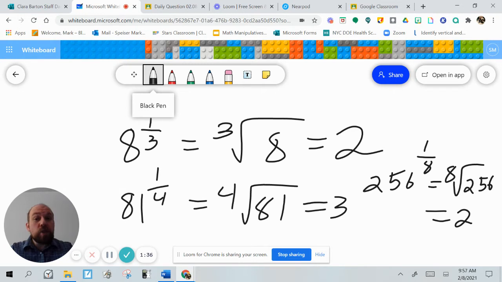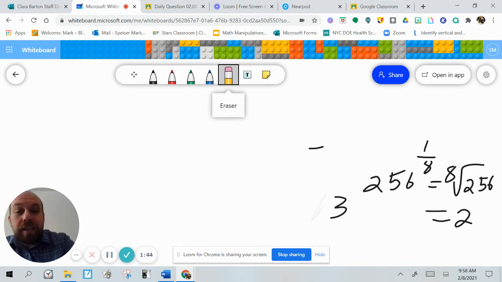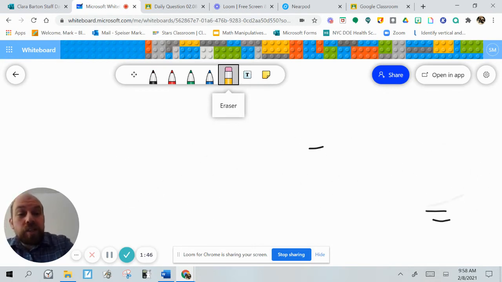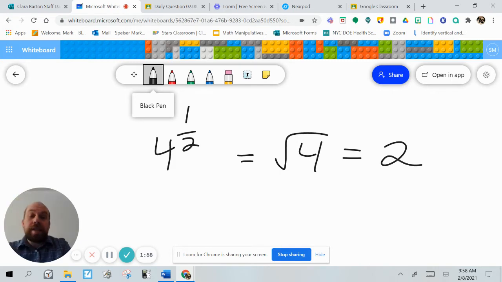Okay? So where does this come from? Why does this work? Well, the main idea is imagine someone asked you what 4 to the 1/2 power is. Based on what we're telling you, it's the square root of 4, which is 2. Now, we want to think, what would happen if I square this?